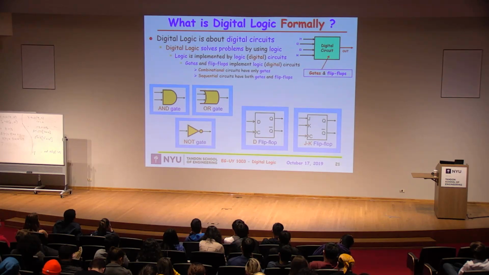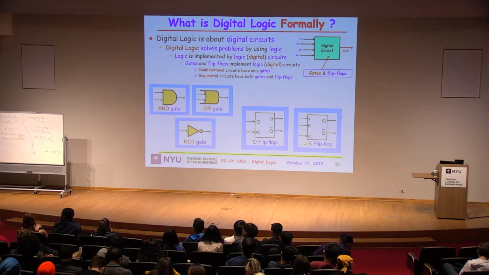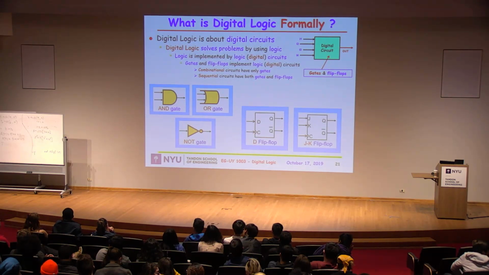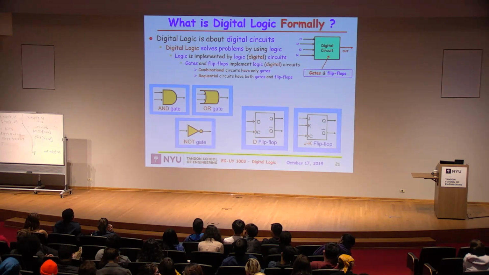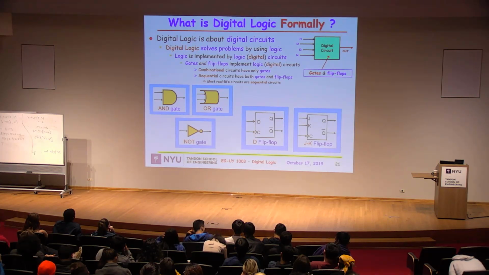Combination circuits have only gates. So next week you will be developing a combination circuit. So let's see, when your professor asks, what is the name of a digital circuit with only gates? Let's see how many of you will answer without looking at the notes of this presentation. But most real-life circuits are sequential because we have to store and then use later on. So real-life circuits have also flip-flops.